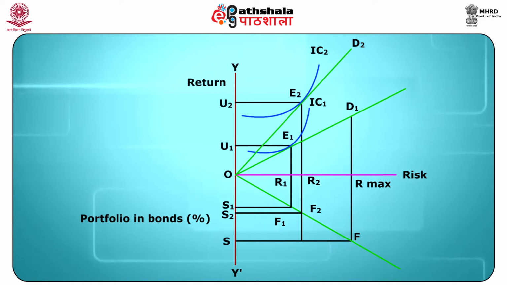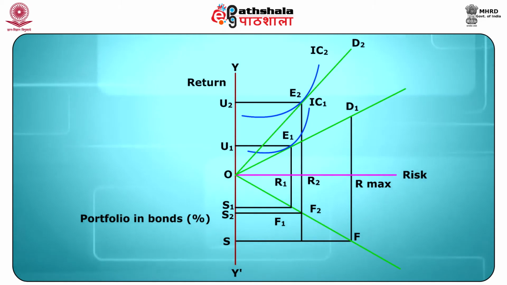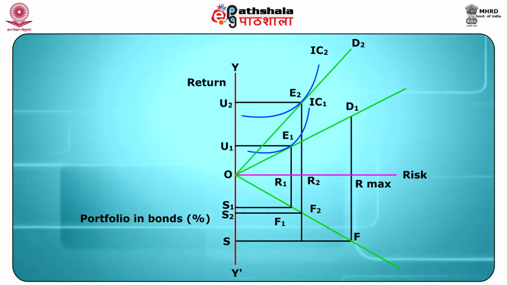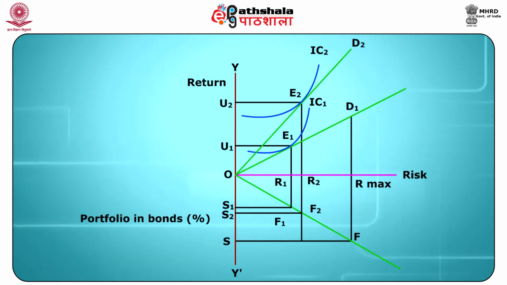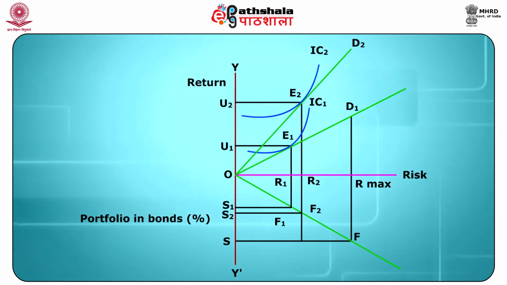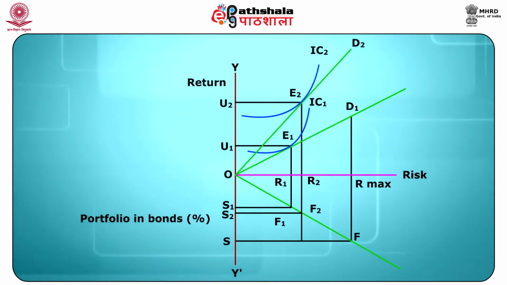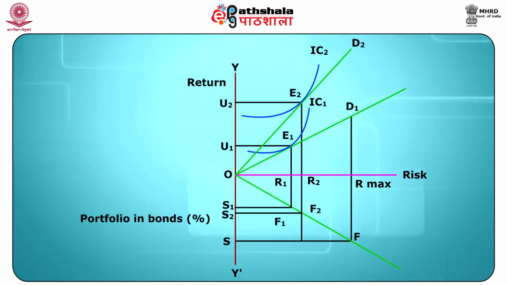Initially, the investor attains equilibrium at point E1, where OD1 is tangent to IC1 and the investor's preference converges with the market. Any higher IC is not attainable in the present market scenario and a lower IC would not be maximizing his returns for any given level of risk. At this equilibrium position, he is investing OW1 amount of money in bonds and holding the rest, that is WW1 amount of money, in cash. His return is U1 while the risk undertaken is R1.